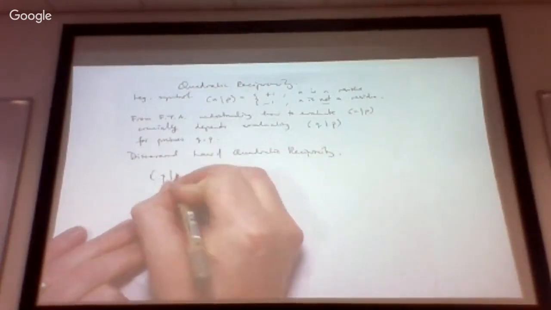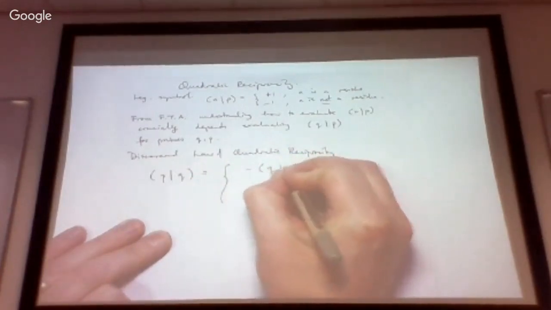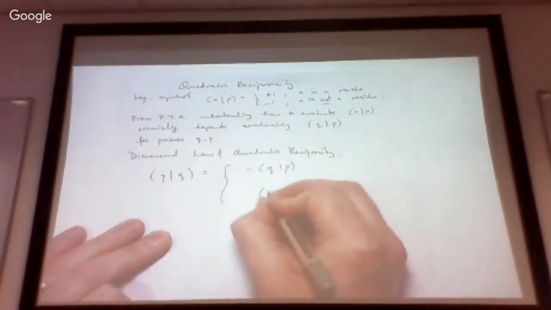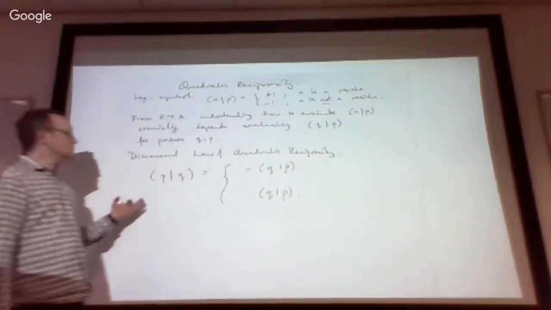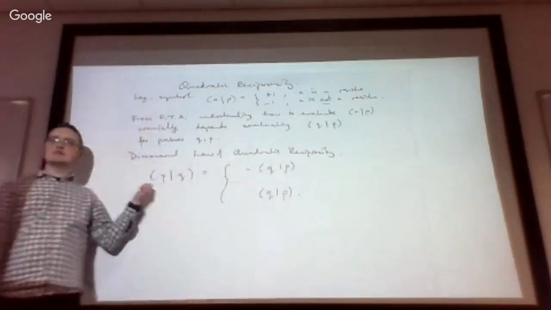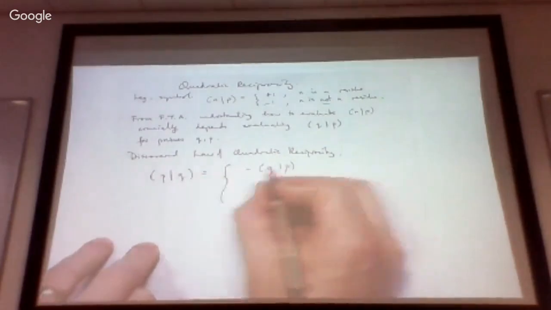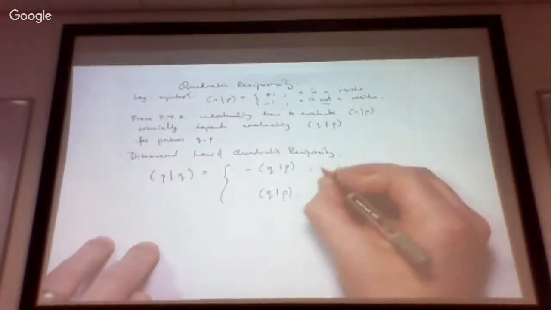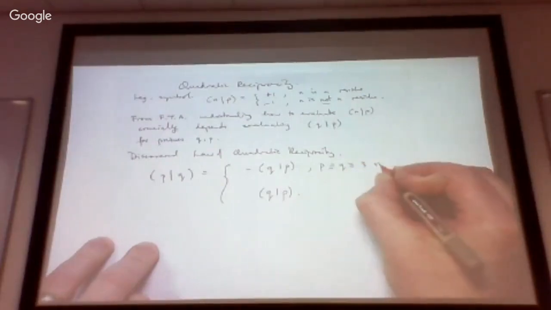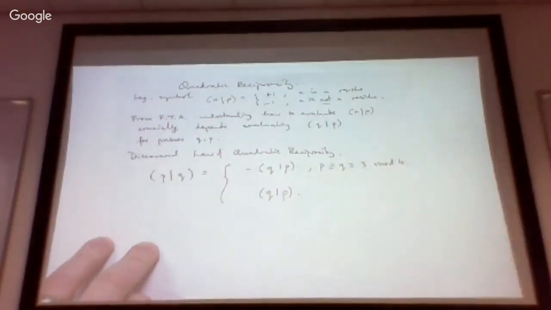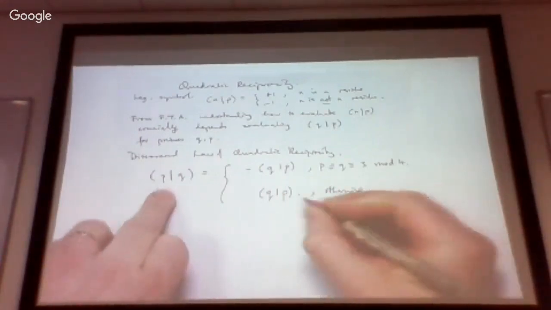Which was that PQ, well, it's either not equal to QP or it's equal to QP. Of course, if it's not equal to, it must mean it's minus of it. Because remember, the Legendre symbol is either plus 1 or minus 1. And they have opposite sign exactly when both of the primes are congruent to 3 modulo 4. And otherwise, they have the same status as each other.